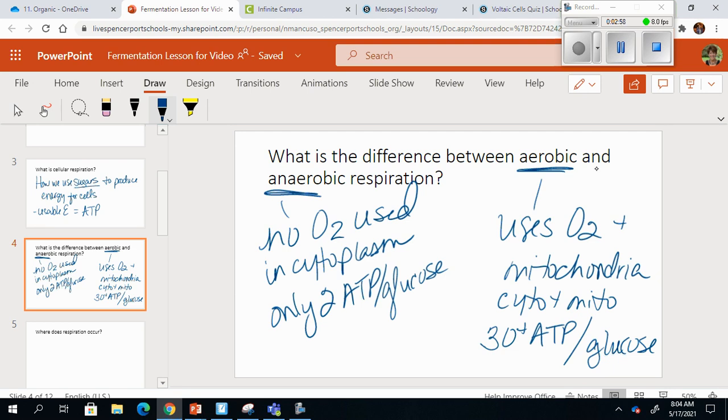So humans absolutely must be doing aerobic respiration. If you hold your breath, your body might need to do anaerobic respiration for an extremely short amount of time, but the majority of time we spend in aerobic respiration because we need this much ATP.